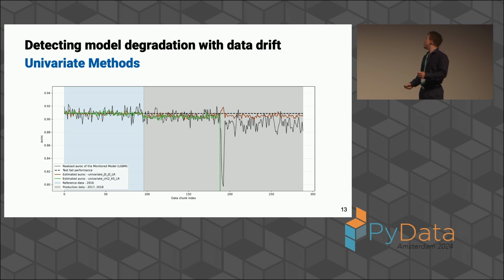Now, what did we do? We basically looked at all those data drift signals, mostly from univariate perspective, but we also did some multivariate experiments. And here what you see, for example, is that we used the Jensen-Shannon distance for both categorical and continuous features, and we trained the logistic regression model to try to estimate ROC AUC based on that.